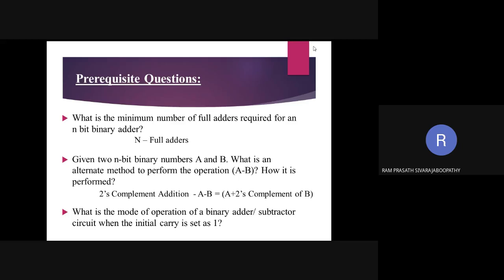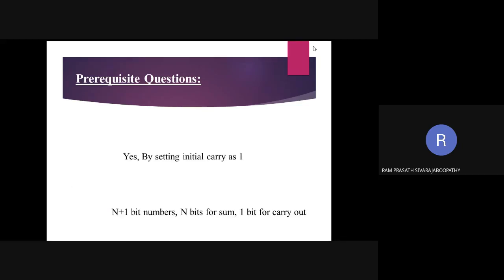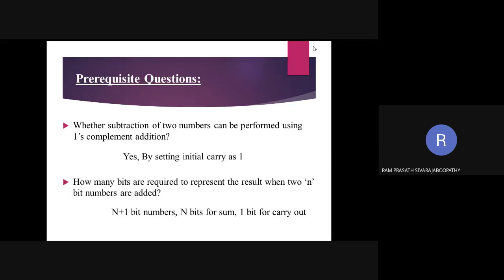Initial carry is 1. 0 for adder, very good. So 1 for subtractor, very good. By setting carry as 1, whether subtraction of two numbers can be performed using 1's complement addition? The previous question's continuation. Yes, by setting initial carry as 1. How many bits are required to represent the result when two n-bit numbers are added? So n plus 1 bits: n-bit sum and 1 bit carry out.